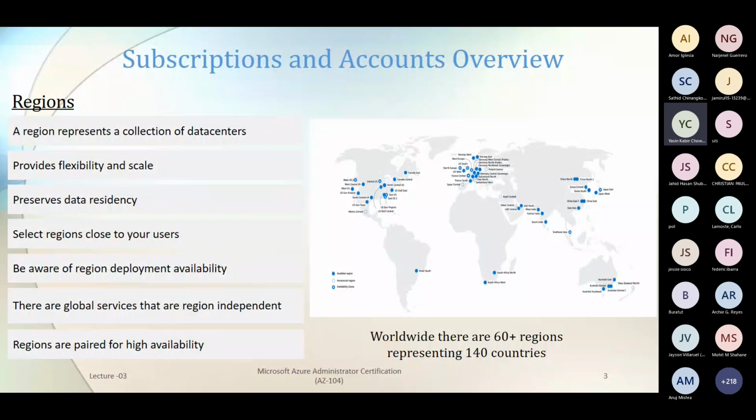Regions are paired for high availability. Two or three regions can be paired. Suppose there is a flood or any natural calamity in one region and the data center goes down, then you can recover your data from the other region. This is another thing about regions in Azure.